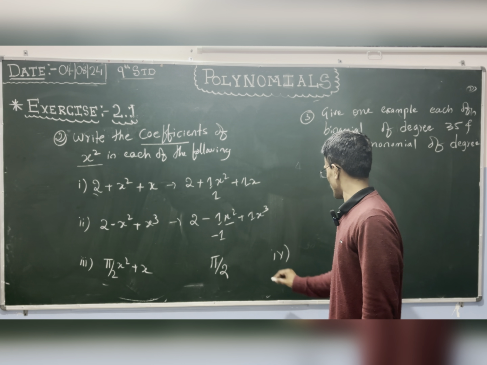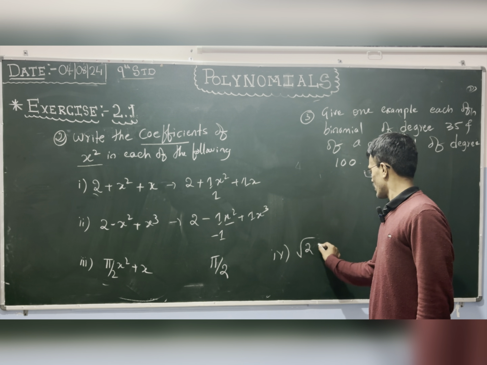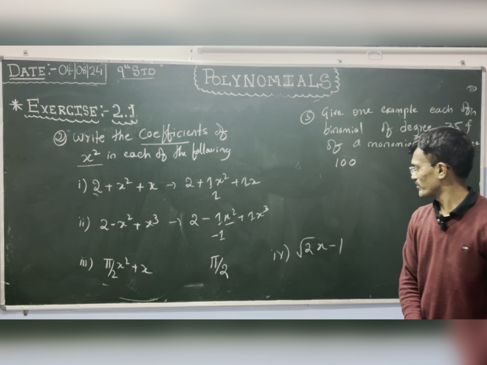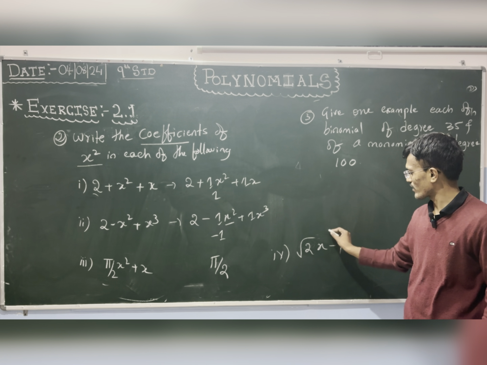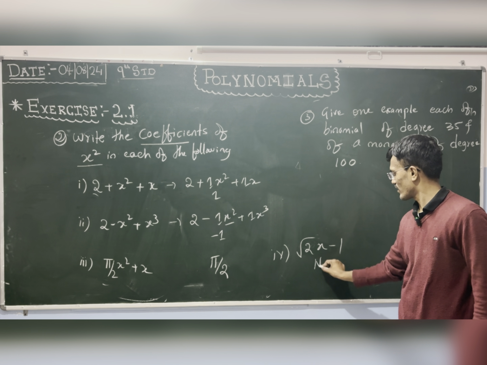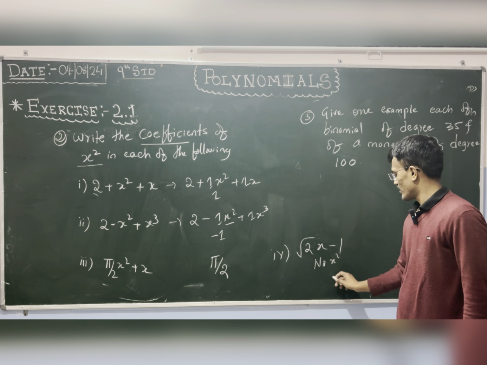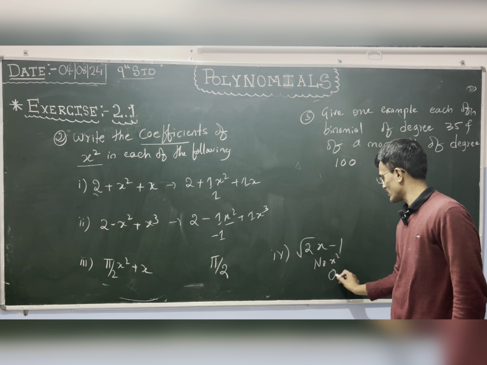Now question number 4, root 2 x minus 1. In root 2 x minus 1, there is no x square. No x square means the answer is 0.